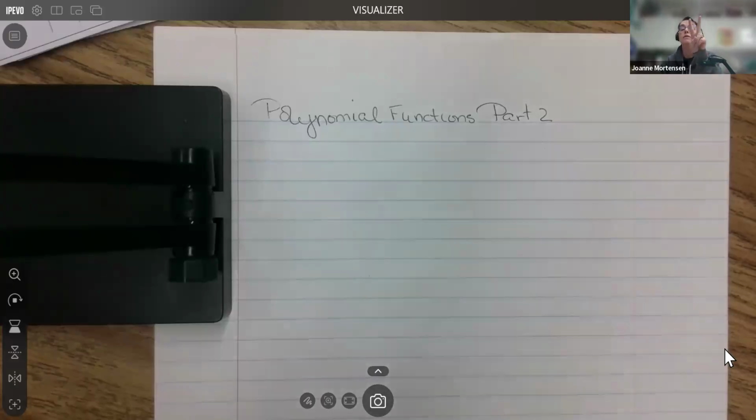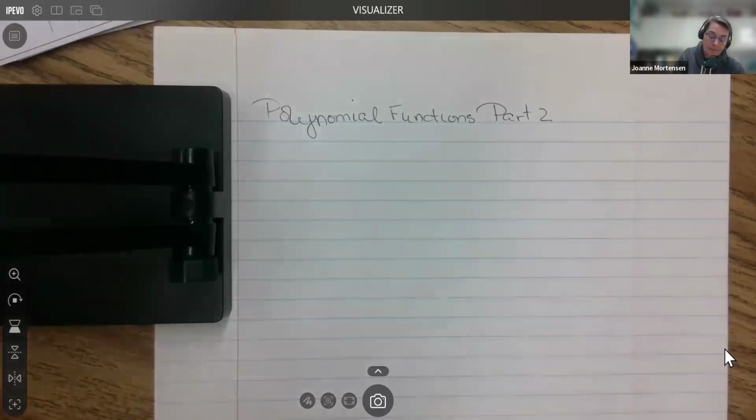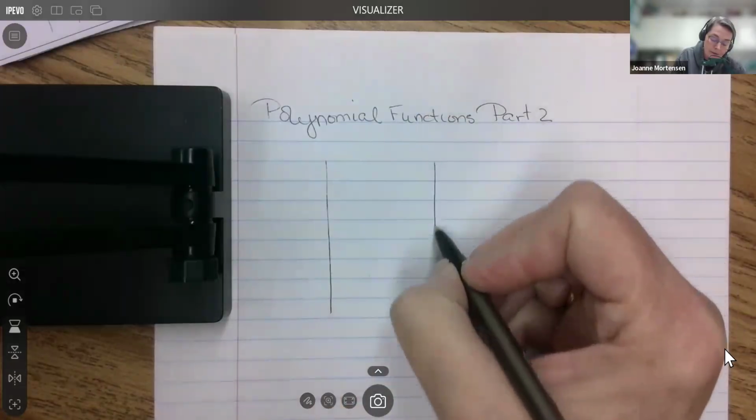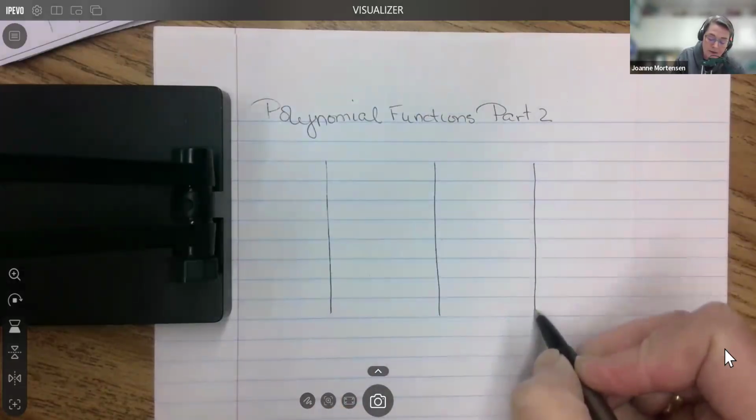Okay, video two of polynomial functions. Out of the three sections in this chapter, I think this one's actually the easiest, because you have to memorize. It wouldn't hurt you. You need to know one chart, and you have to put this on your formula sheet.